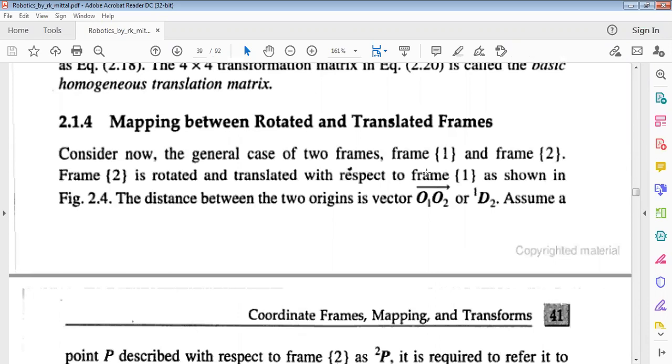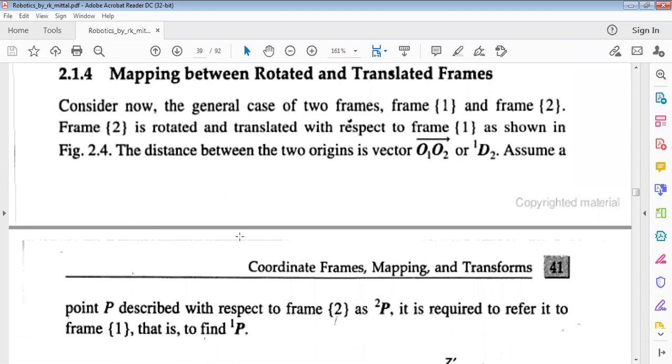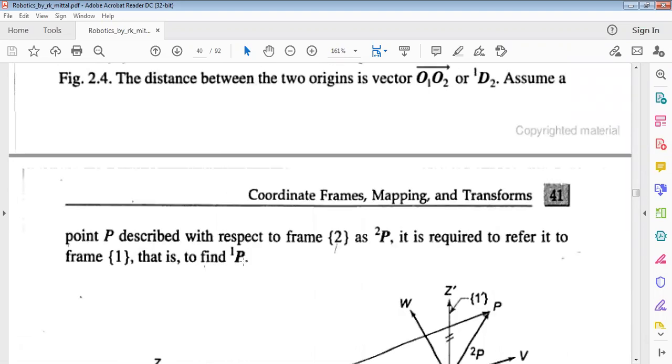Now let us look at the third possibility of the mapping between two frames: mapping between rotated and translated frames. Earlier we have seen mapping between rotated frames, and mapping between translated frames. Now mapping with both rotation and translation of frames. Again consider the two frames, frame 1 and frame 2. Their origins are apart, O1 and O2.